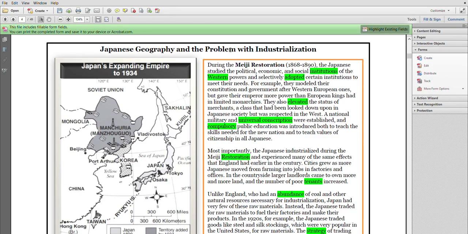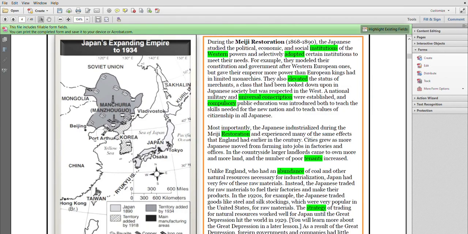Japanese geography and the problem with industrialization. Here we see a map showing Japan's expanding empire to 1934. Okay, and the text reads, during the Meiji Restoration, 1868 to 1890, the Japanese studied the political, economic, and social institutions of the Western powers, and selectively adopted certain institutions to meet their needs. For example, they modeled their constitution and government after Western European ones, but gave their emperor more power than European kings had in limited monarchies.